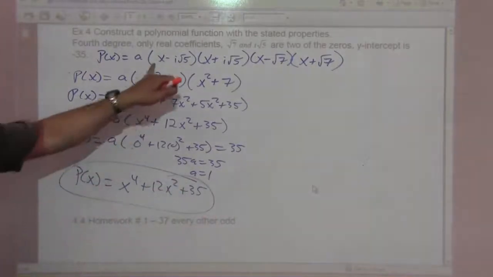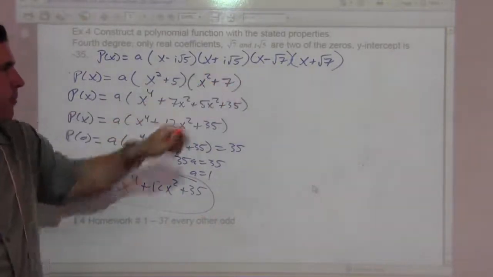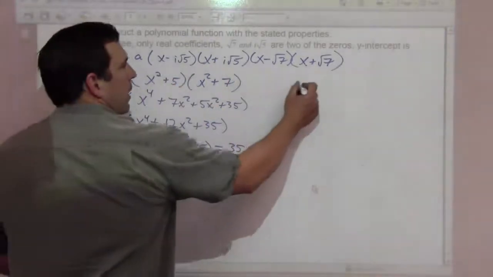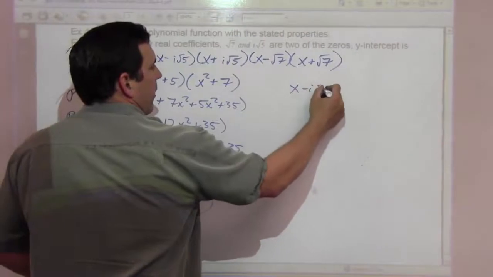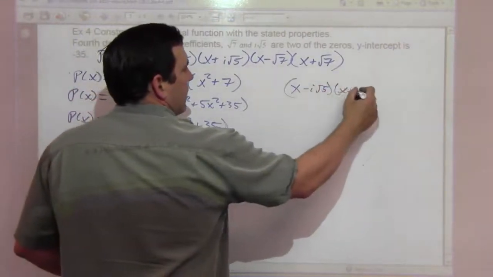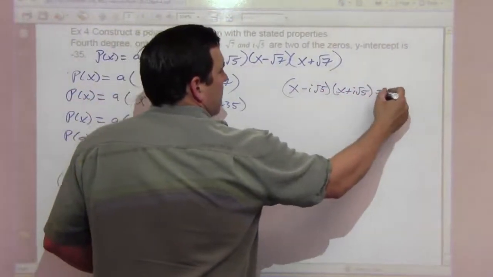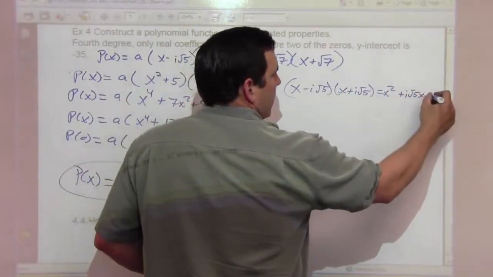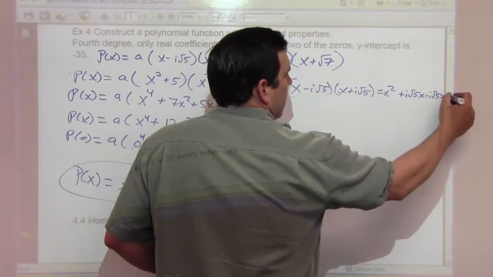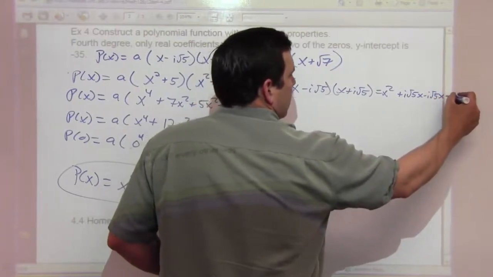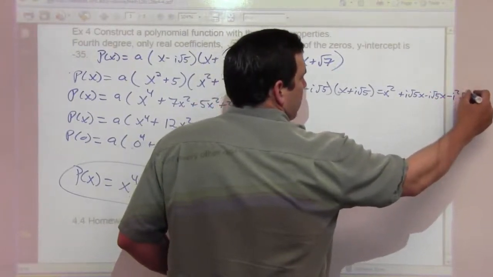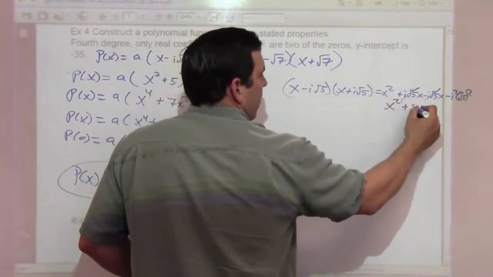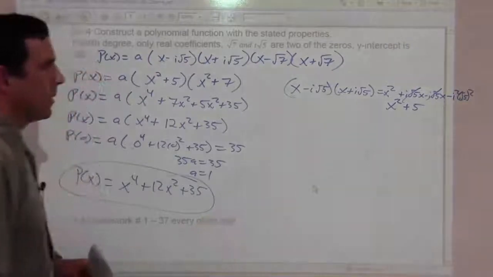Okay. And if you've forgotten that multiplication, just FOIL it out. That x minus i root 5 times x plus i root 5: x squared plus i root 5x minus i root 5x minus i squared times square root of 5 squared. These go away. It's x squared plus 5. Okay.